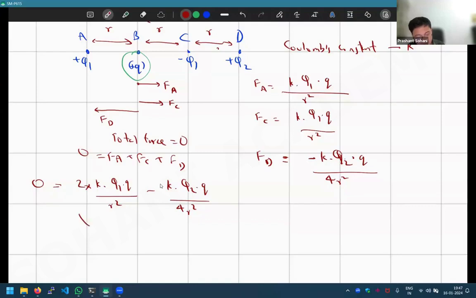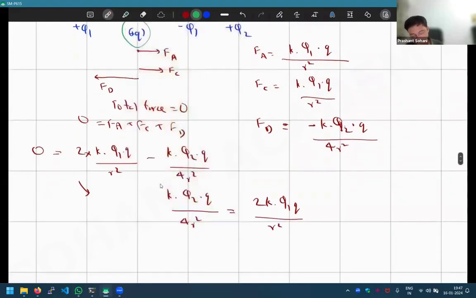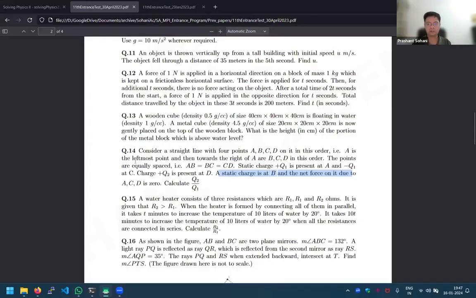Okay, so just rearranging this, taking this to one side, I want to get K into Q2 into q upon 4R square is equal to 2K into Q1 upon R square. And so straight away cancelling all of this, cancelling q, cancelling R square, cancelling K, I am simply going to get Q2 upon Q1 is equal to 2 upon 1. And I think that is what we had to find out, right? What is the ratio of Q2 upon Q1?